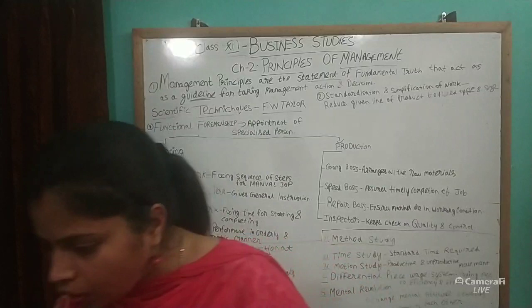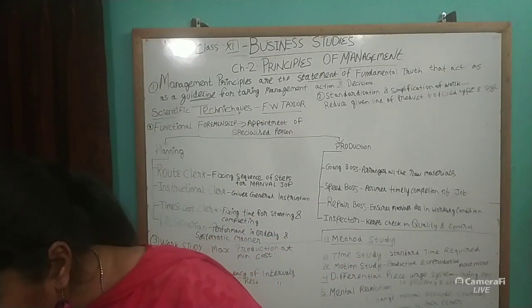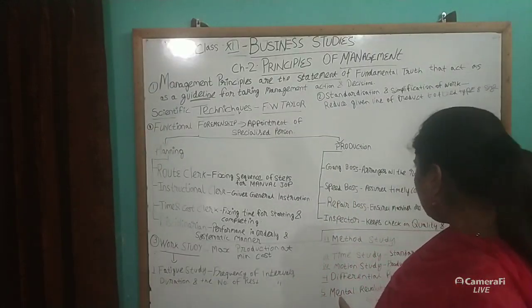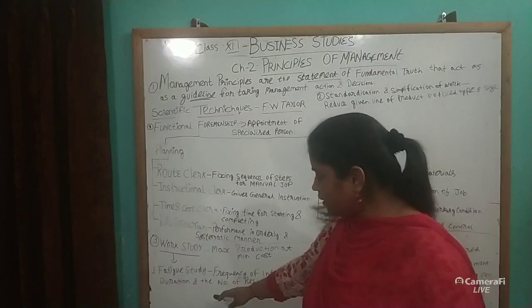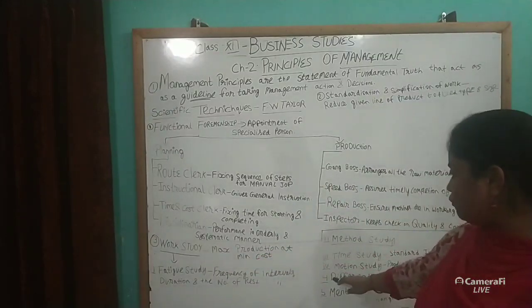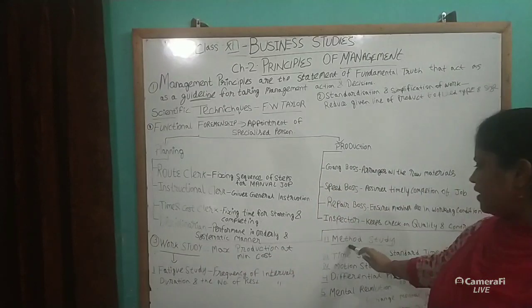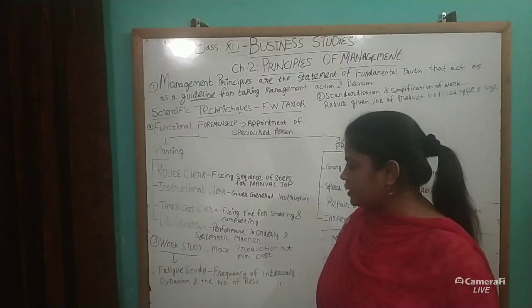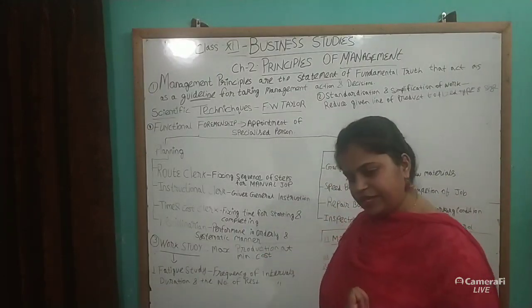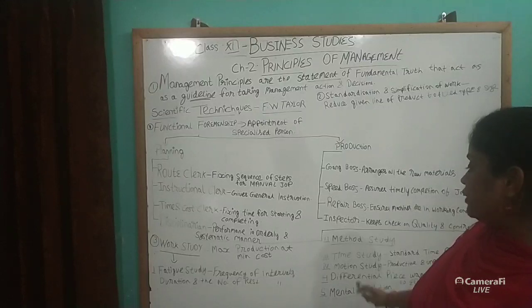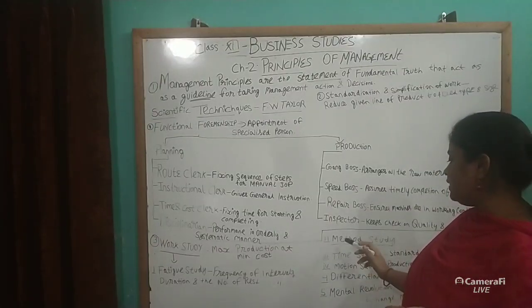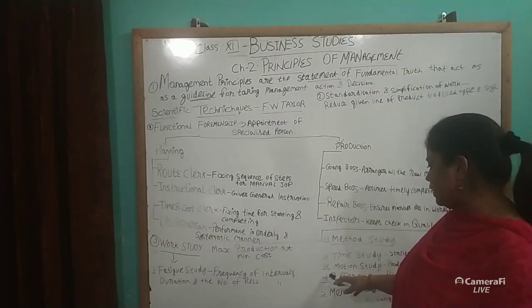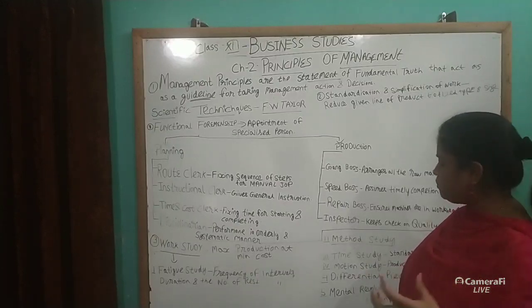Puneet has a question: under work study, how many points are there? Under work study there are 4 points: fatigue study, method study, time study and motion study. First you study the fatigueness, how much interval is required. Then you study which method to adopt. Then you study time, how much time is required to complete a work. And the last step in work study, motion study, productive and unproductive movement.